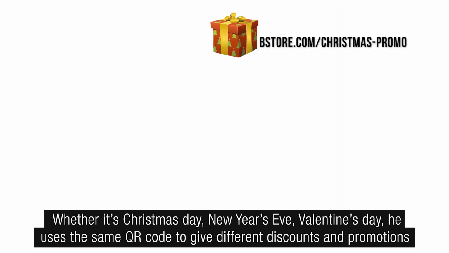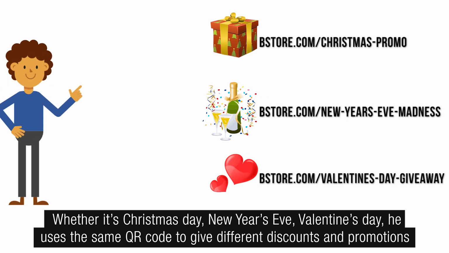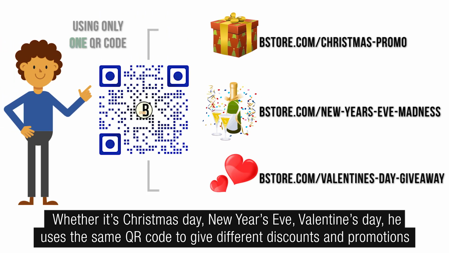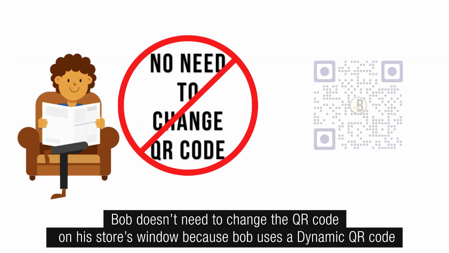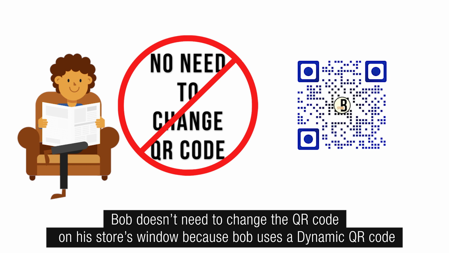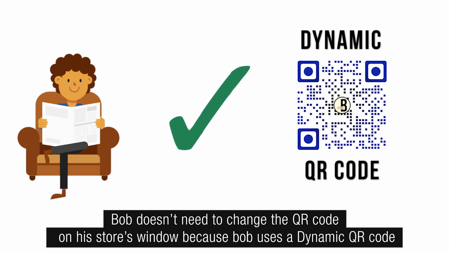Whether it's Christmas Day, New Year's Eve, or Valentine's Day, he uses the same QR code to give different discounts and promotions. Bob doesn't need to change the QR code on the store window because Bob uses a dynamic QR code.